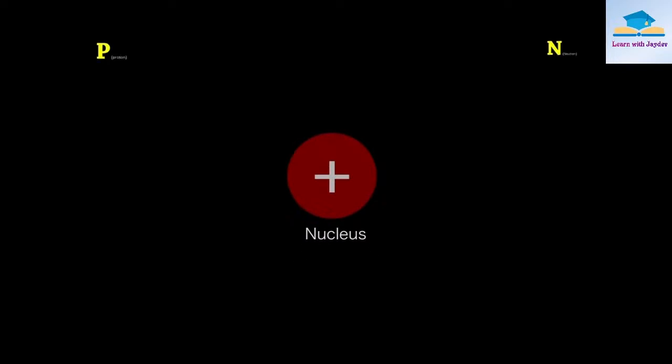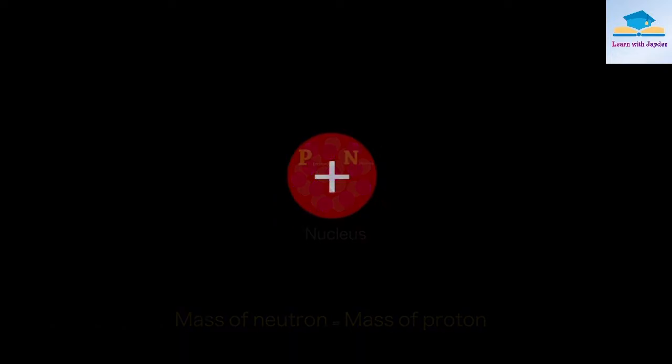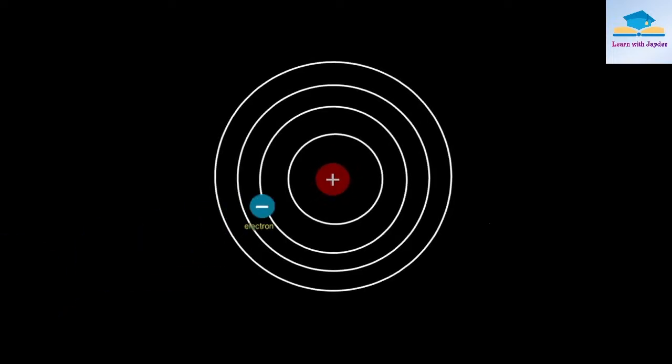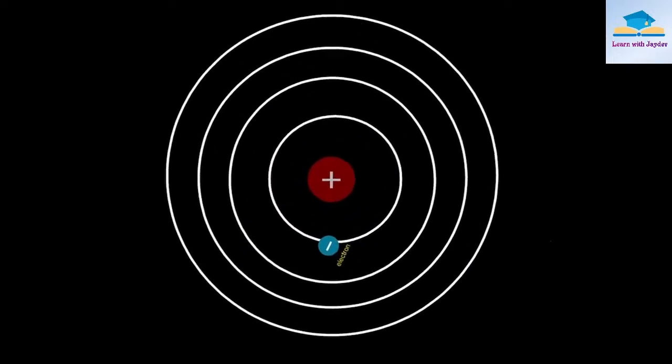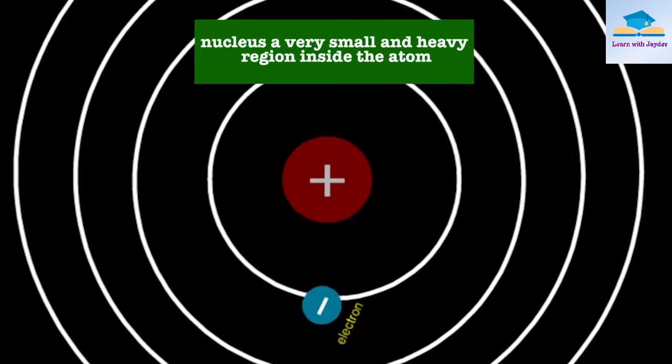There is a very positive region at the center of the atom. This is called the nucleus, where all the protons and neutrons stay together. As discovered by Chadwick, the mass of a neutron is almost the same as the mass of a proton. The electrons are very much lighter than protons or neutrons, and they revolve around the nucleus in orbits. So, almost all the mass of the atom is concentrated in the nucleus, which makes the nucleus a very small and heavy region inside the atom.